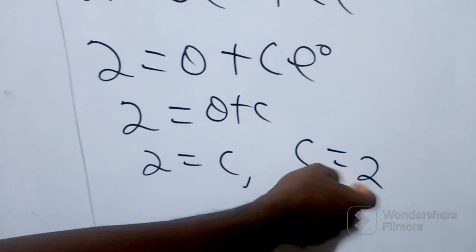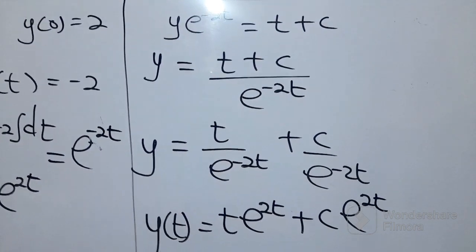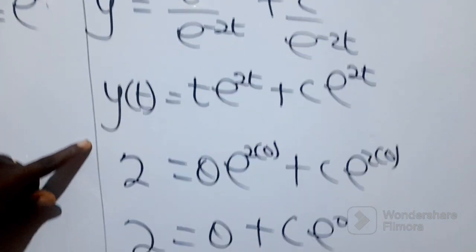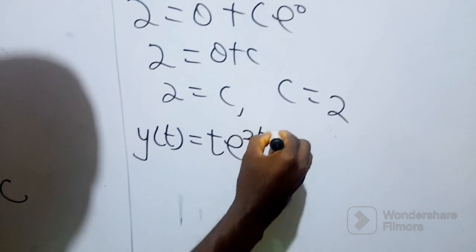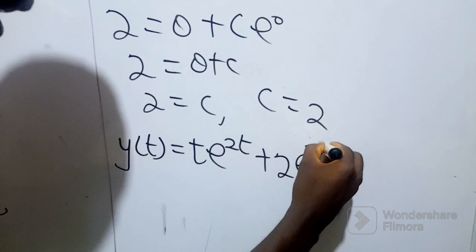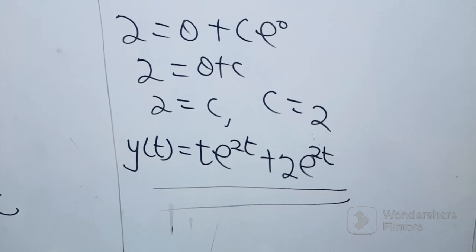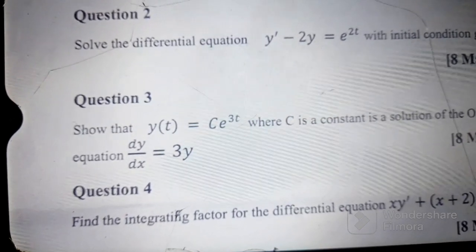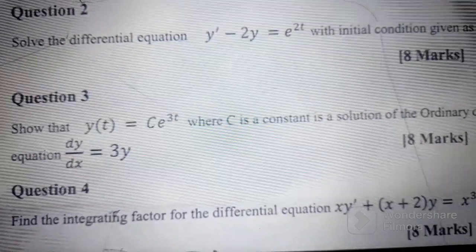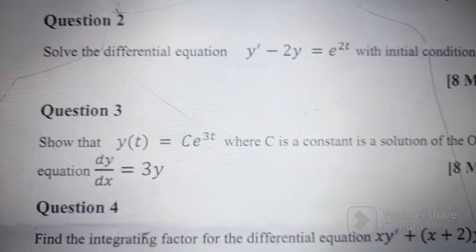So having gotten the value of our constant, we now substitute into the general solution to get a particular solution. So we can say that our y of t will be equal to t e exponent 2t, then plus 2 e exponent 2t. This becomes our particular solution to our first order linear ordinary differential equation. So now we'll go to the third question. Question 3 says that we should show that y of t equal to c e exponent 3t, where c is a constant, is a solution of the ordinary differential equation dy over dt equals 3y.